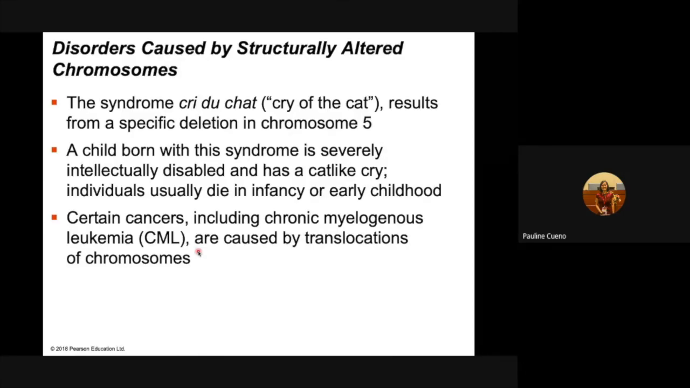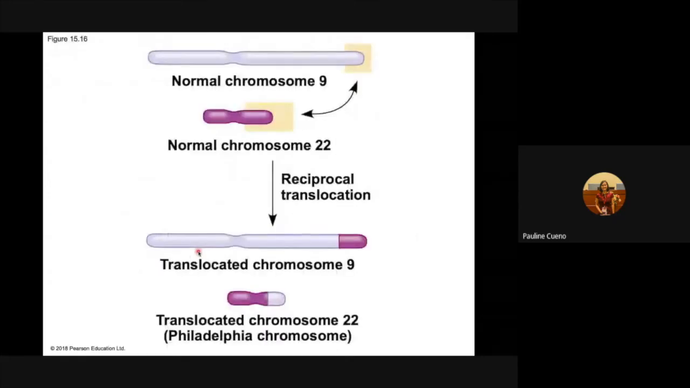Okay, another cause ng altered chromosome or another disorder caused by structurally altered chromosome is yung chronic myelogenous leukemia or yung cancer. Ito ay isang certain type ng leukemia na inherited. Okay, so caused by translocation of chromosomes. This is an example. From chromosome number 9, meron siyang segment na lipat sa chromosome number 22. So always remember, even a small deletion, a small translocation will really affect the phenotype of the individual, particularly yung humans. Kasi sobrang complex ng human genome.